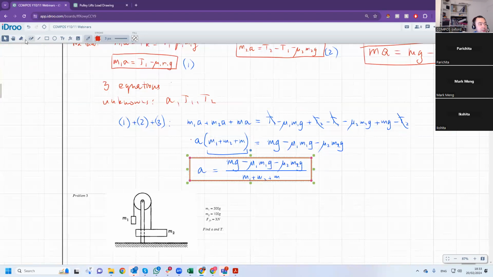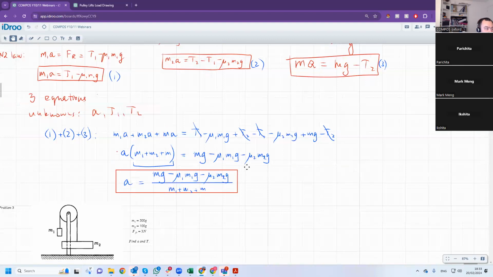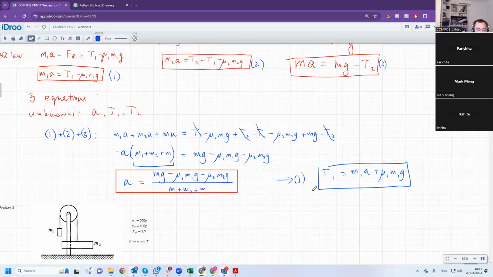Now, if you want to find T1 and T2, then you just substitute into one of the equations. Substitute that into equation 1, and you get T1 is equal to m1a plus mu1 m1g. And it just comes down to calculating it. Then you substitute that into equation 3, and you get T2 is equal to mg minus ma. And that's it. I don't want to calculate that.